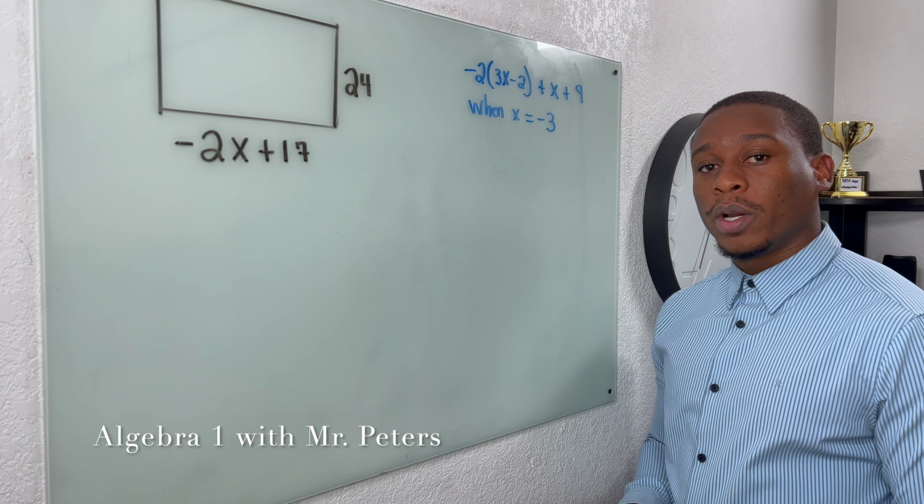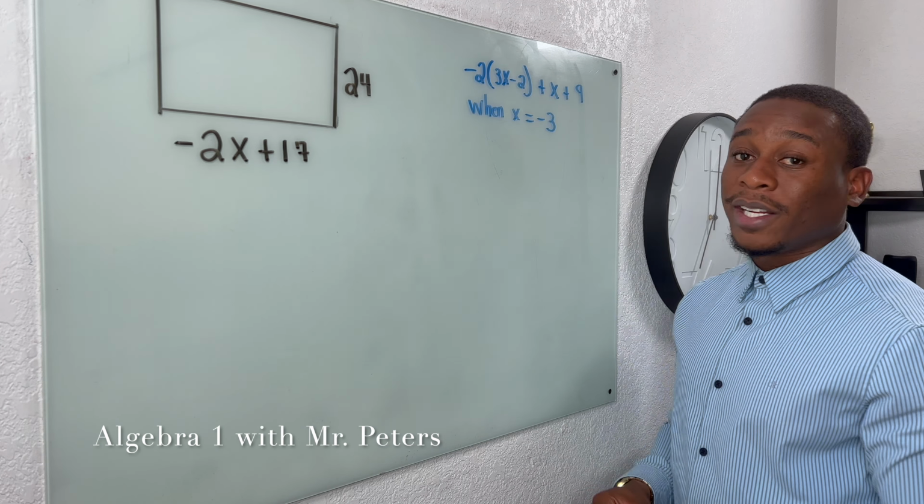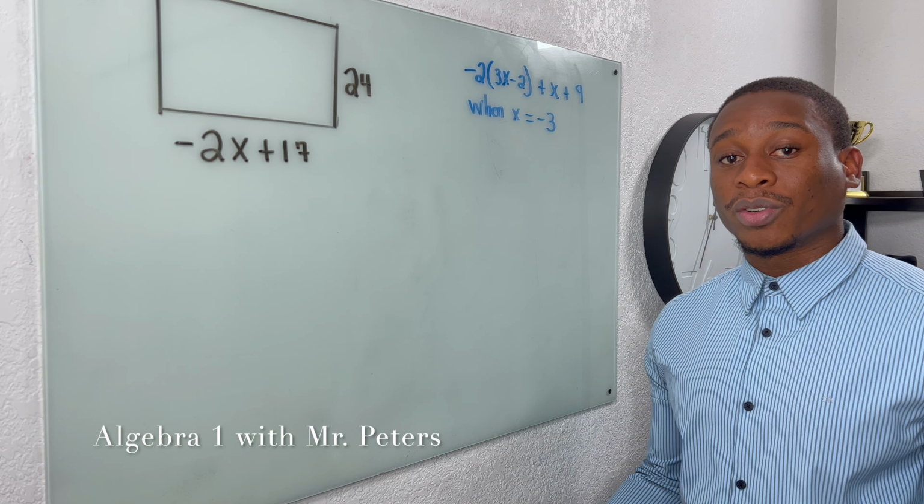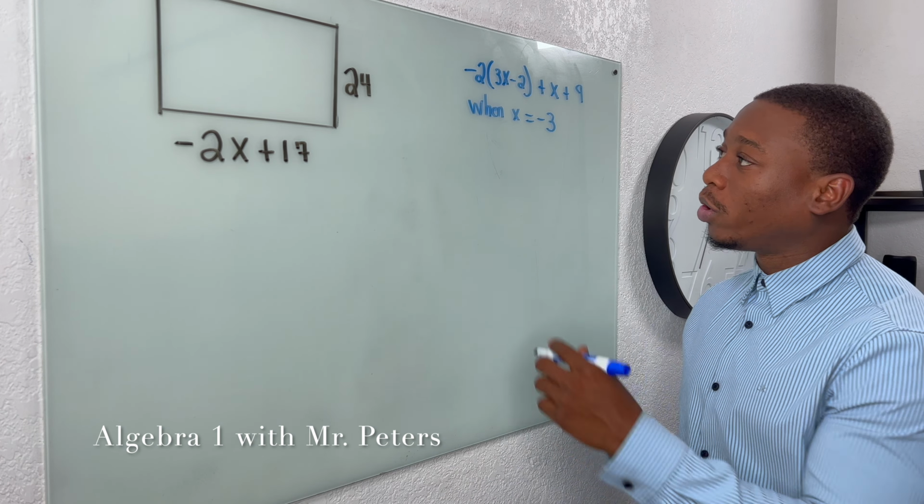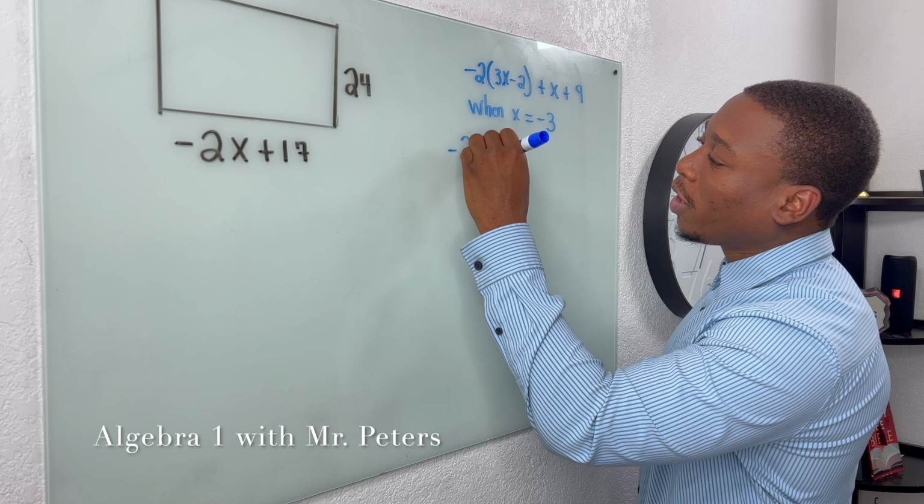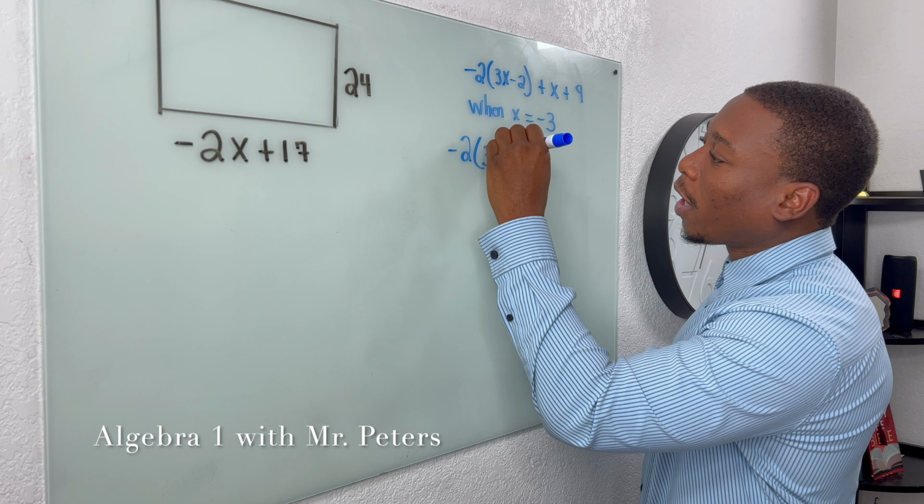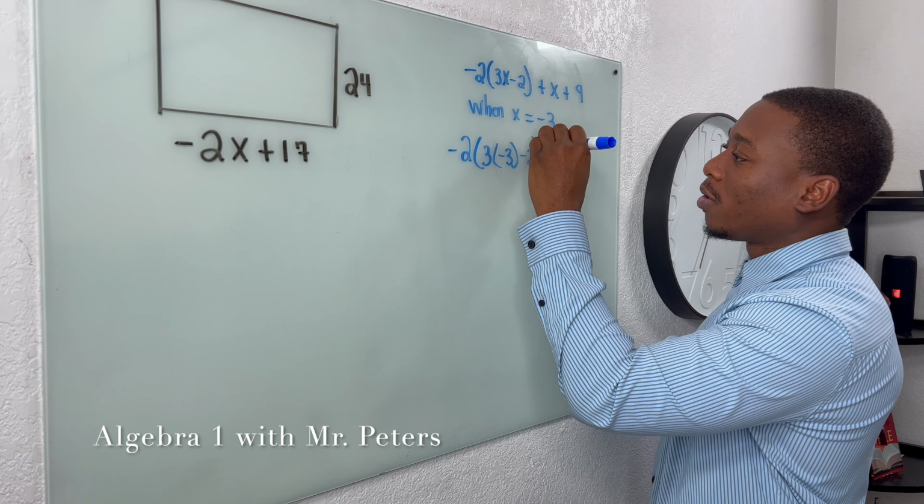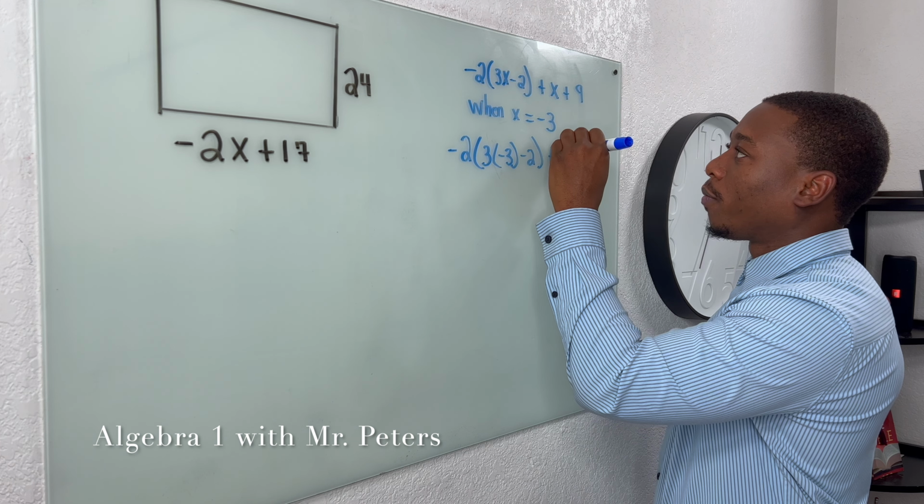So problem number one, they give us an expression and they tell us to evaluate the answer or simplify it when x is equal to -3. So what we want to do first is just plug in -3 anywhere that we see x. So that's step number one.